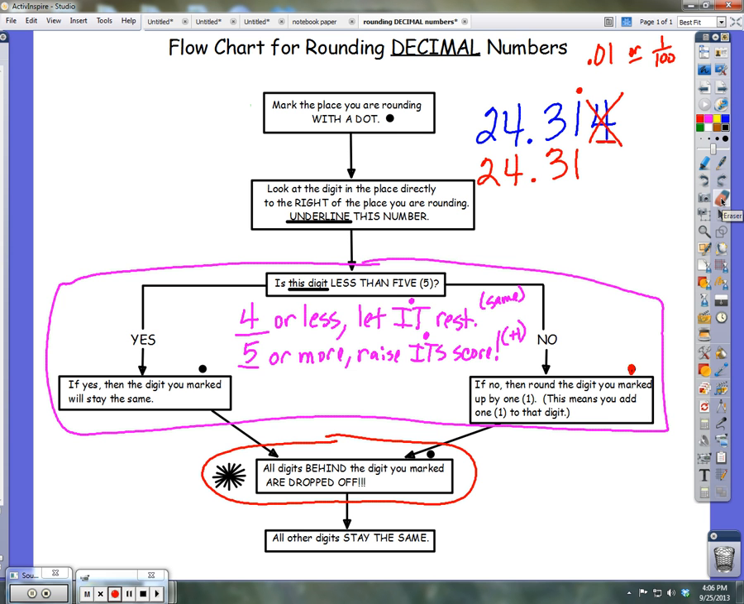So if you will follow this flow chart for rounding decimal numbers, it tells you step by step how to round them, and hopefully pretty soon you won't even need to use the flow chart anymore. Good luck in rounding your decimal numbers.